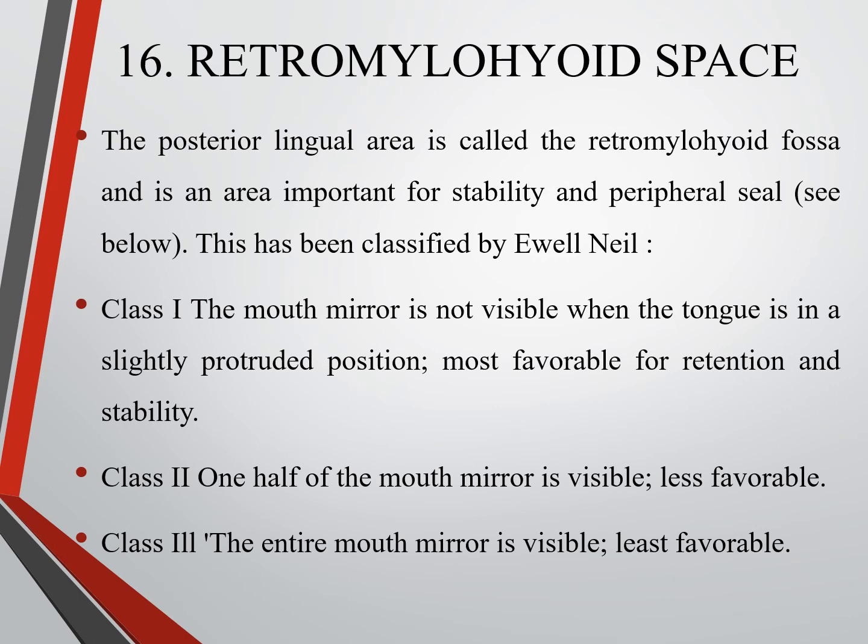Then coming to retromylohyoid space. I'm sure you would have seen in your previous class that there is a retromylohyoid space in the lingual area, and this area is important because it has to do something with the stability of the denture, and it creates a peripheral seal. So when you're placing the mouth mirror between the mandibular bone, that is your lingual fossa area, and the tongue, if the mouth mirror is not visible when the tongue is in its slightly protruded position, that's the most favorable. This you can observe when clinically examining the patient, which can be demonstrated at a later phase.